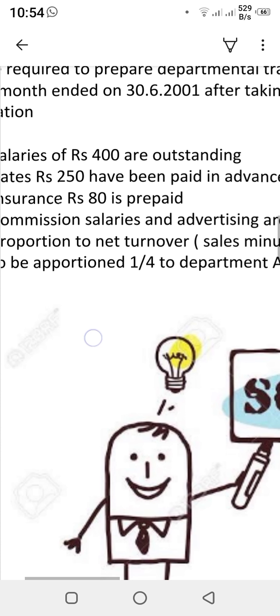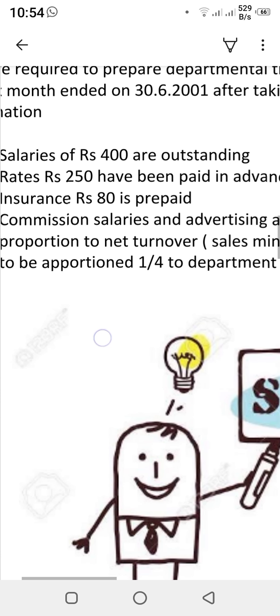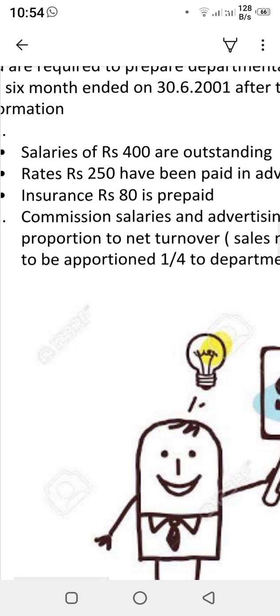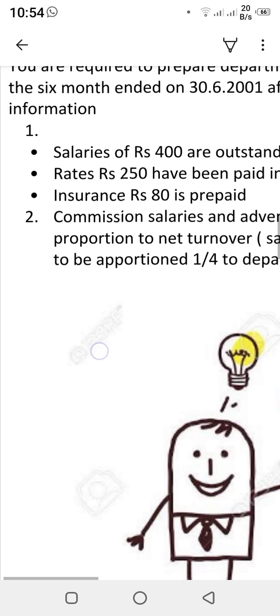Insurance ₹80 is prepaid. What is prepaid and what is postpaid? Prepaid is when we pay before incurring that specific expense. So it's the same situation as the rates. We have paid in advance. It's not related to the current time period. These are some basic adjustments.